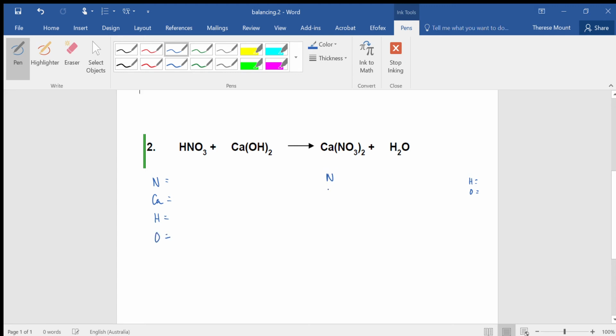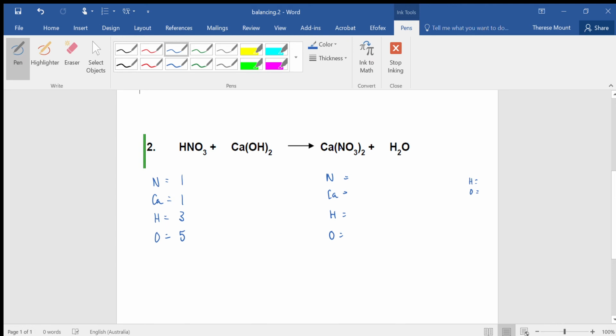And we've got the same atoms on this side. Now we're going to count how many of each. 1 nitrogen, 1 calcium. That 2 only applies to that oxygen and that hydrogen, so they're only that one and only that one. How many hydrogen? 1 plus 2 is 3. Oxygen, 3 plus 2 is 5.